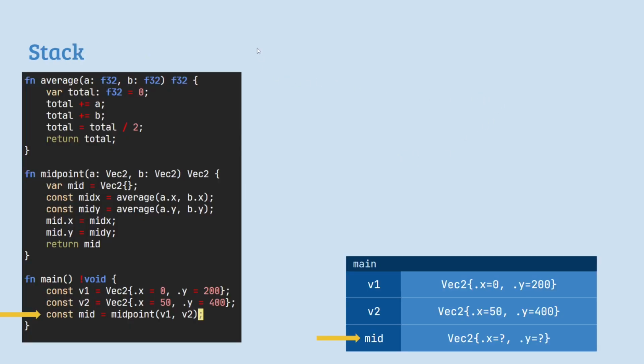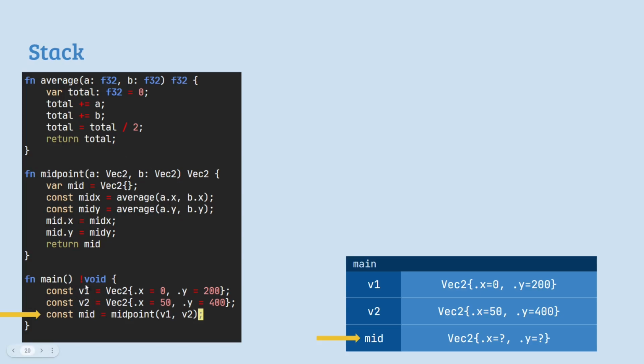So if you're taking a simple example, here I have two functions. One is average and one is midpoint. So we want to find the midpoint of two vectors. So we calculate that by finding the average x value and the average y value. So this is not great code. You can obviously do it without so many function calls, but just to demonstrate, this works, right?